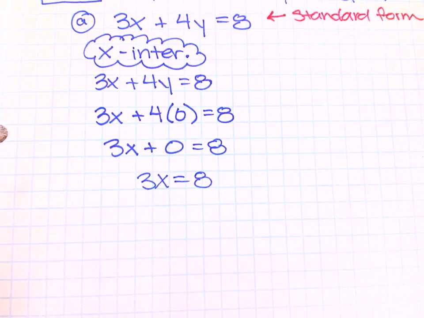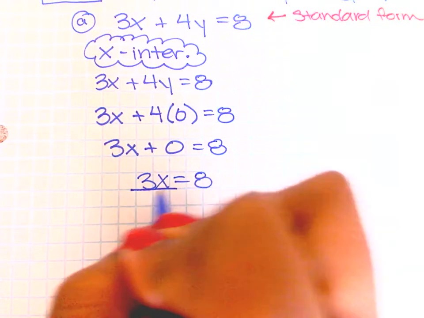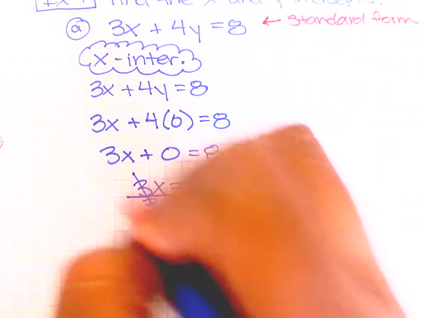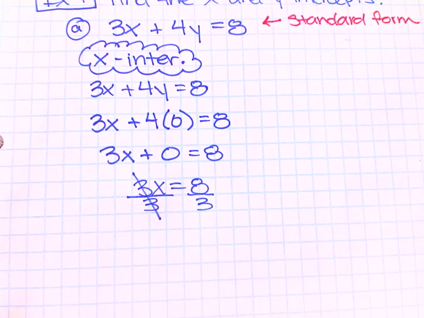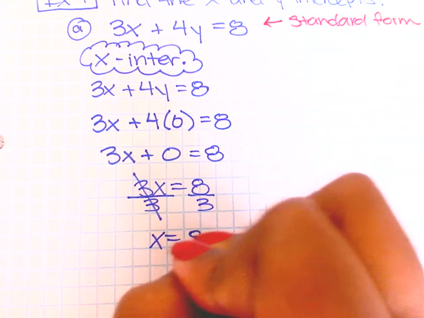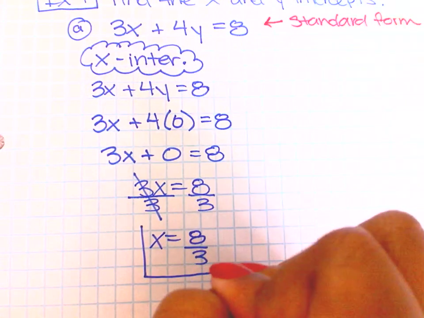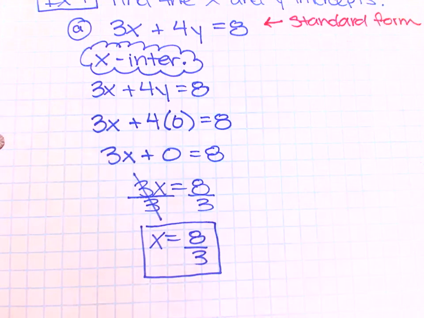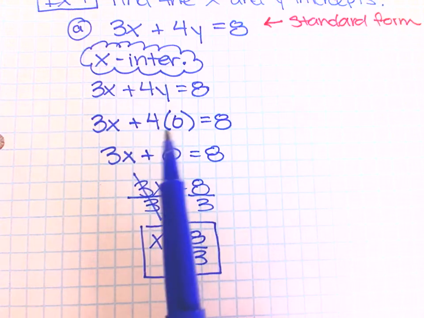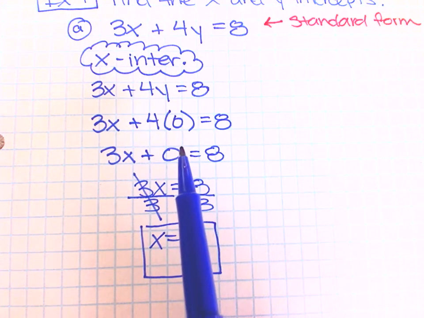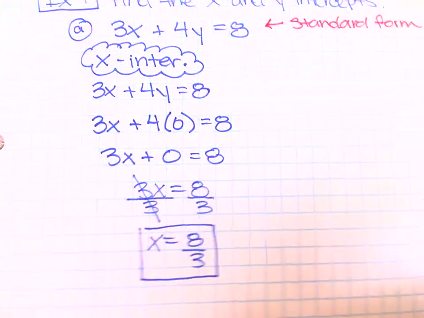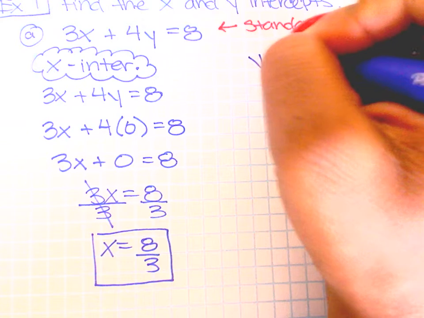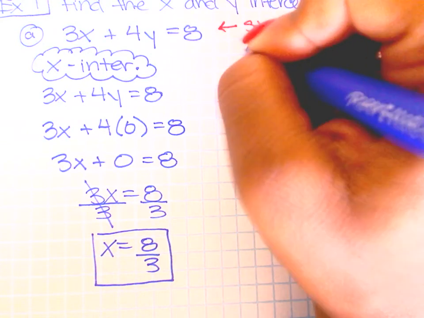Last thing I do is get x by itself. I divide by 3 on both sides to isolate the variable. My 3's cancel because 3 over 3 is 1, so that's like 1x. x equals 8 over 3. I found the x-intercept. So again, write down the problem. To find the x-intercept, you replace y with 0. But it doesn't ask me just for the x-intercept. It asks me for the y-intercept as well. So I need to find that.